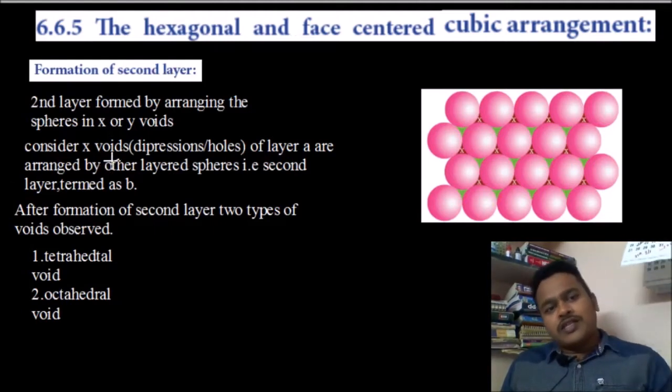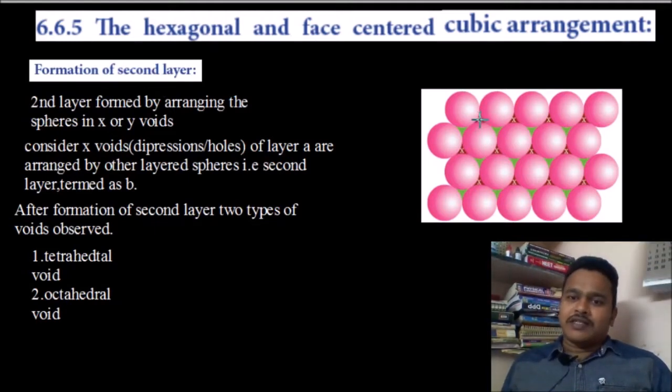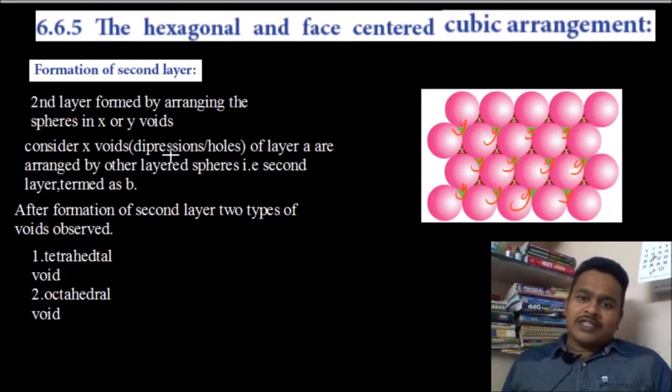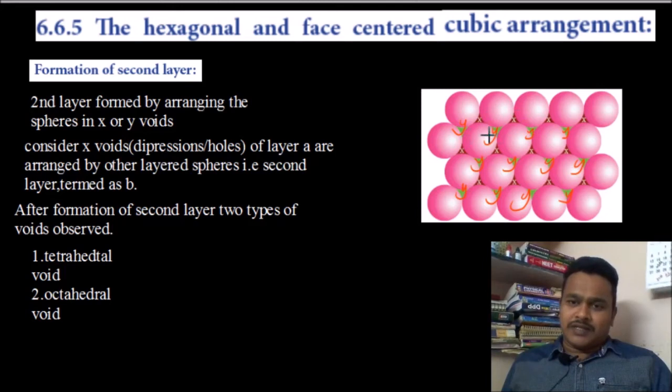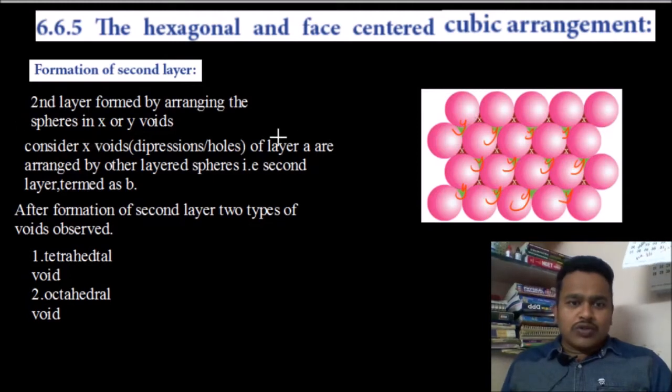How to arrange the second layer on the first layer? See, I can fill any of the voids. I have X voids and I have Y voids also. The green color ones are all Y voids. Now we are going to arrange the second layer spheres either on X or Y. For our convenience we are going to choose the X void.